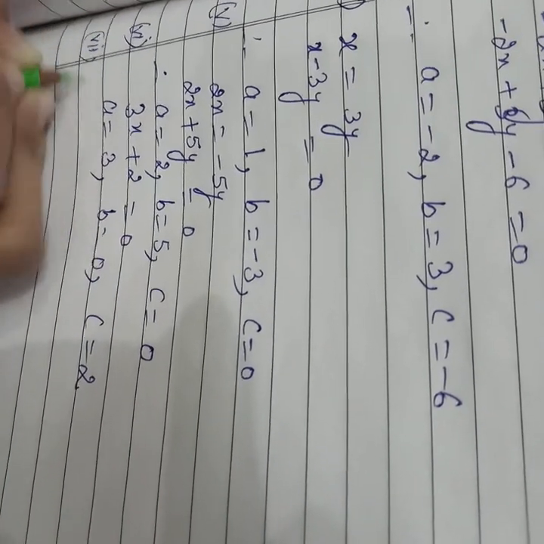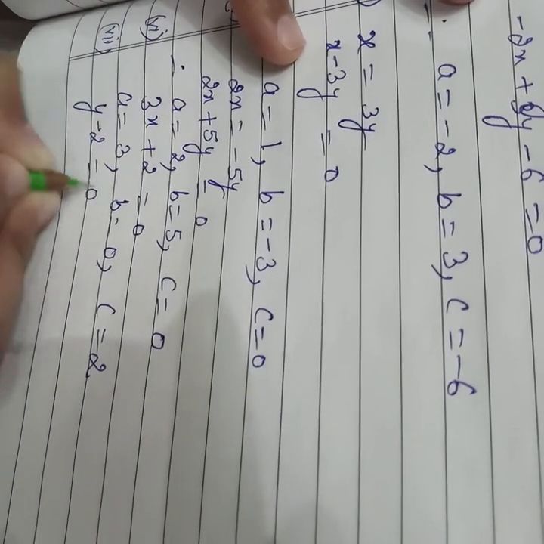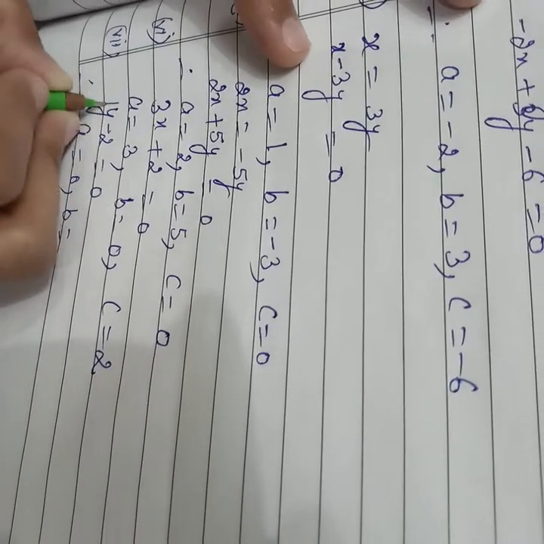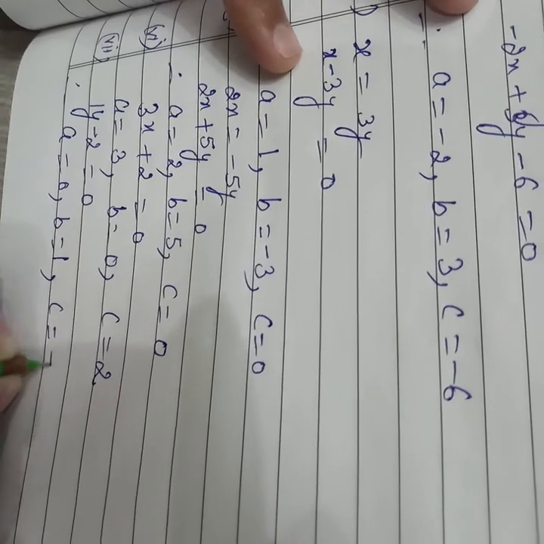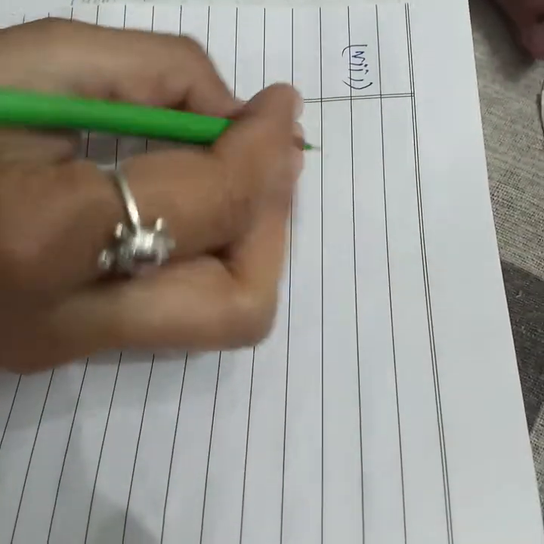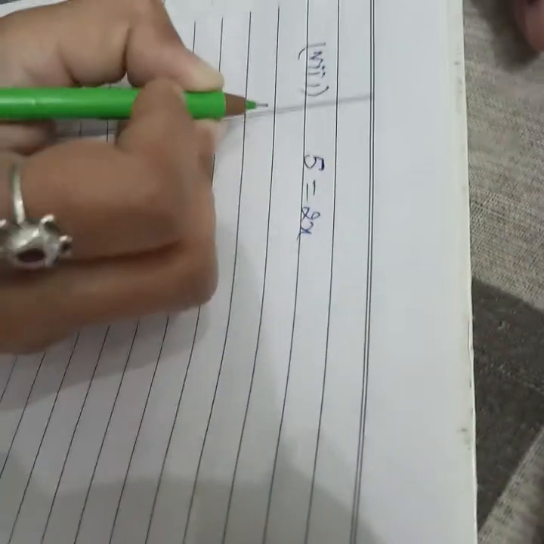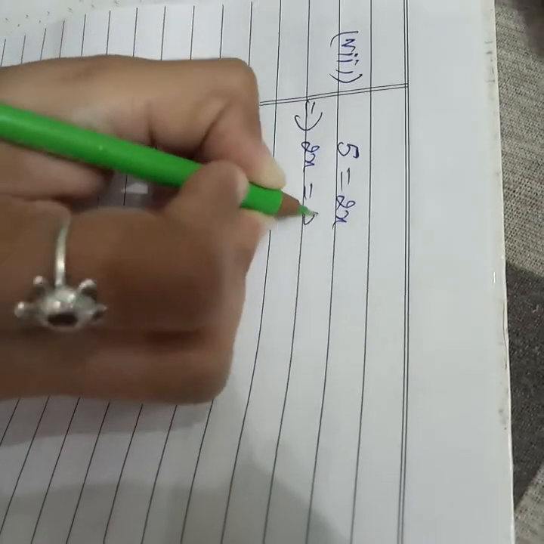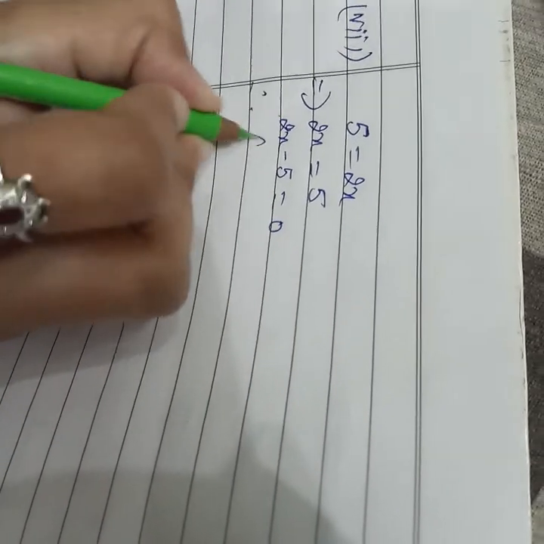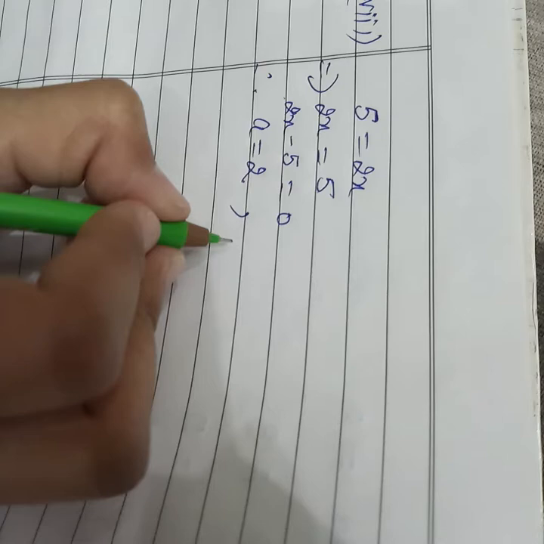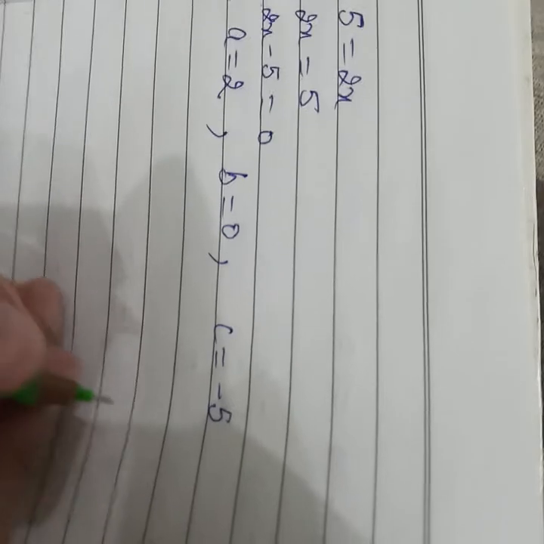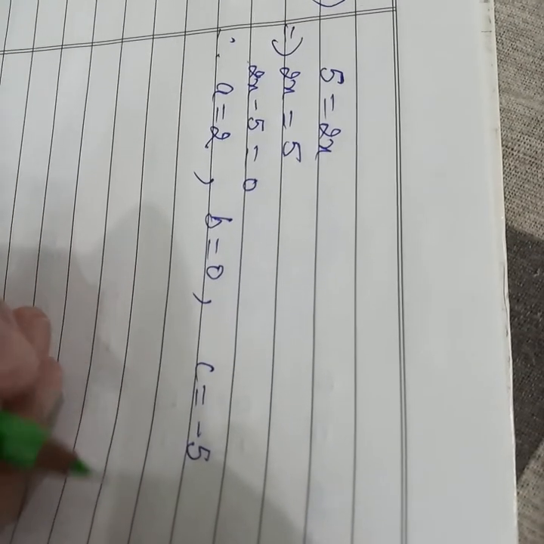In the seventh part, we get y minus 2 equals 0. Here x is not present, therefore a equals 0. The coefficient of y is 1, therefore b equals 1. c equals minus 2. Now in the eighth part, 5 equals 2x, and we can write it as 2x equals 5. 2x plus 5 changes to minus 5, equals 0. Here the coefficient of x is 2, therefore a is 2. y is not present, therefore the coefficient of y is 0, and c equals minus 5. This is exercise 4.1 of chapter 4.